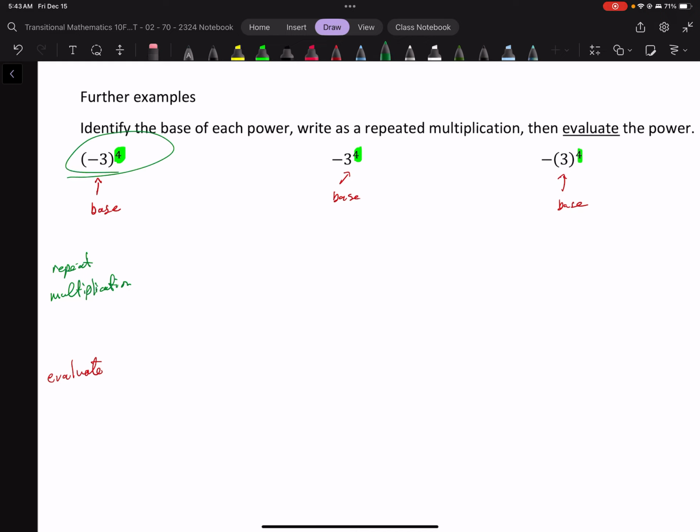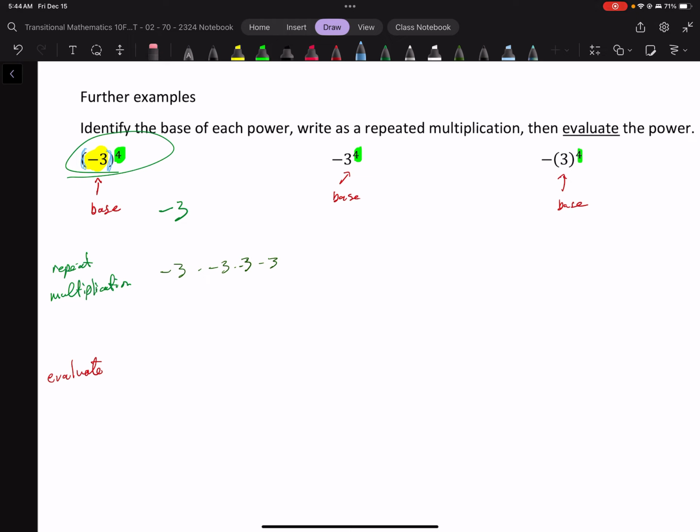Let's take a look at the first example. My base is -3. Now, if you notice, -3 is in brackets. This is -3 multiplied to itself 4 times. Since the -3 is in brackets, all operations in there need to be carried out. So it's just much easier to see that it's -3 to the power of 4.